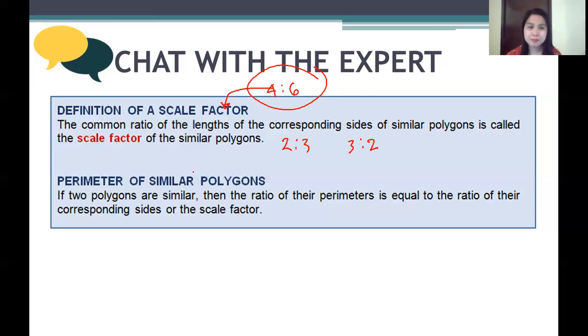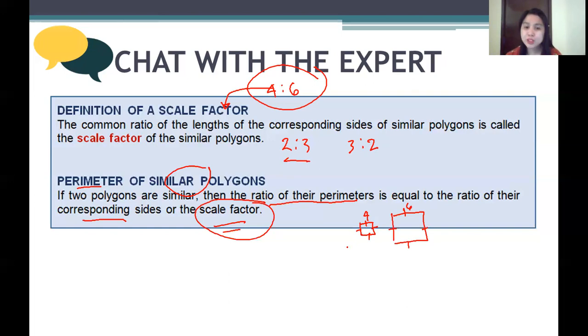Now, when two polygons are similar, their perimeters will also have a ratio. The ratio of the perimeters is equal to the ratio of the corresponding sides. Or we say that the ratio of the perimeters is equal to the scale factor. Let's go back to the squares I've drawn a while ago with 4 in each side, the other with 6. The scale factor is 4:6 or 2:3. Now, if you solve for the perimeter, the sum of all sides, that's 4 times 4 sides, that's 16. And the other one, 6 times 4 sides, that's 24. If you check the ratio of their perimeters, that is still 2:3 or 2/3. Just the same as the scale factor.